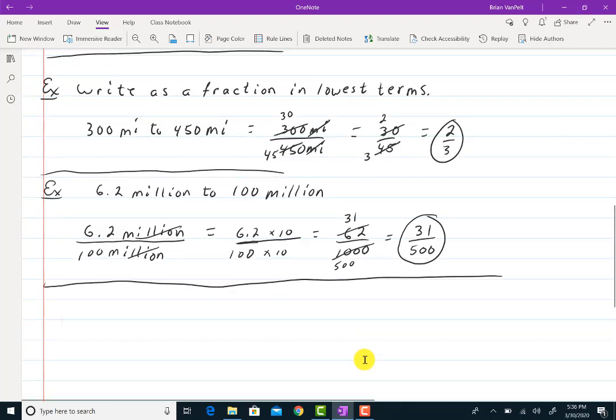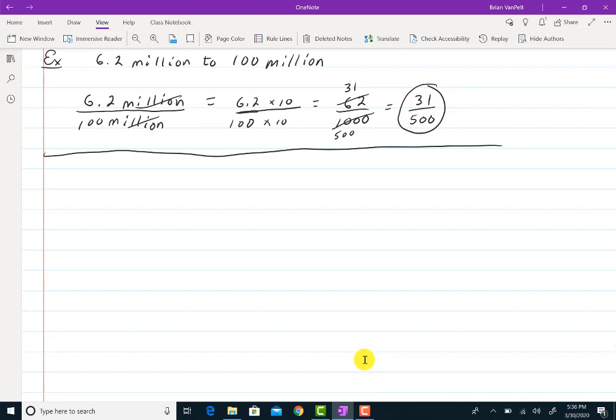Now, for some complication, of course, they're not all that straightforward. Check this one out. Here we have 36 minutes to 4 hours. Now, the units are the same if I change the 4 hours to minutes or if I change the minutes to hours. So, either way, I could do that. I think the easiest thing to do is to take 4 hours and change it to minutes.